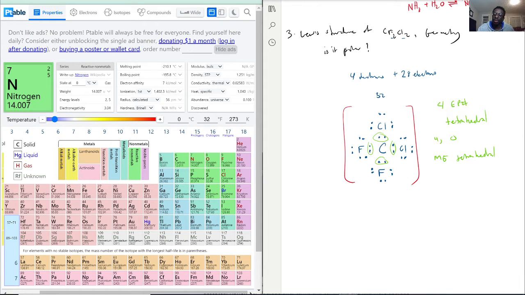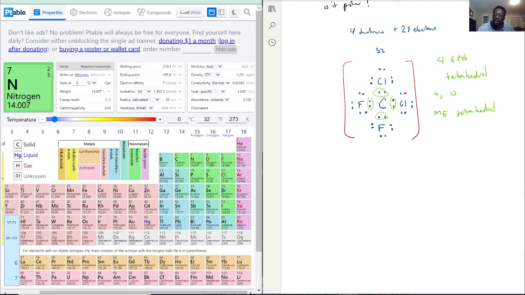Now the question is if it's polar. So think of this molecule looking kind of like this when it's all said and done. We have the chlorines and the F's, and if we drew kind of a triangle shape, it would look sort of like this. It looks kind of like a perfect triangular pyramid, and then the carbon is chilling somewhere in the middle.